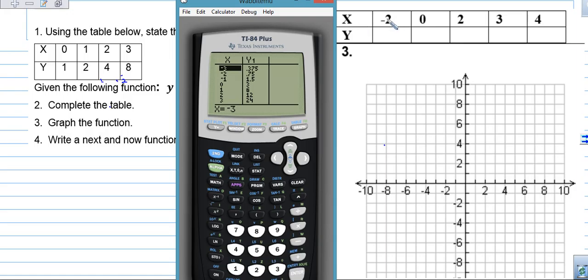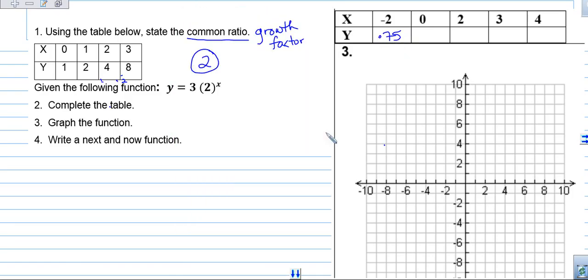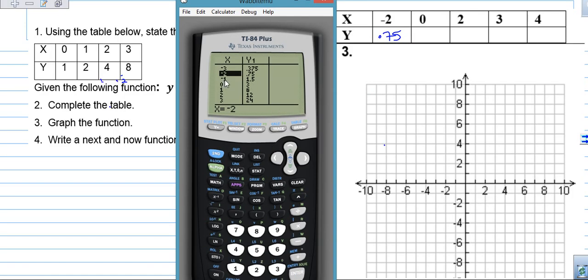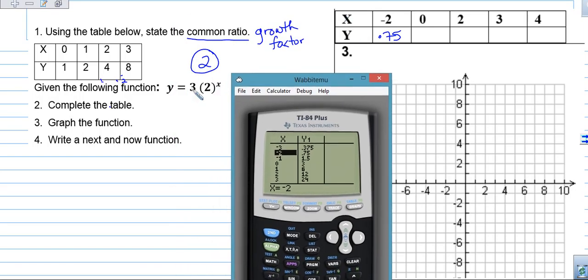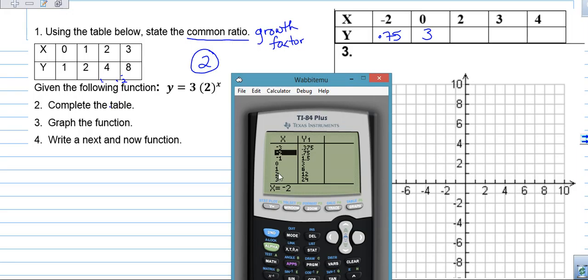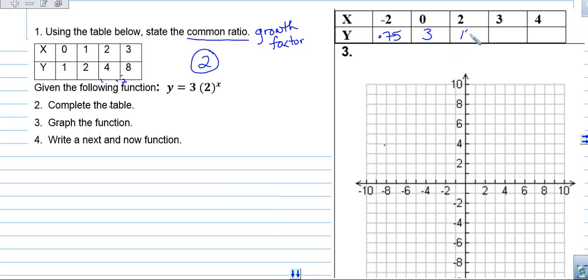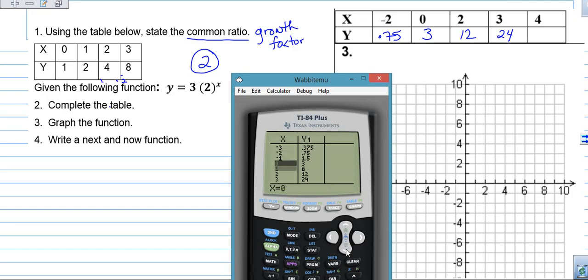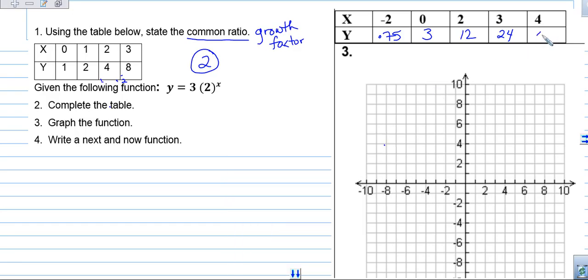So I need an x value of -2, so I go down to -2, and my answer is 0.75. Okay? And then the next one is 0, which you should have been able to see from the actual function, because when it's 0, it's the y-intercept, and our y-intercept was 3. And then you go to 2, and that's 12. 3 would be 24. And then 4 is 48.